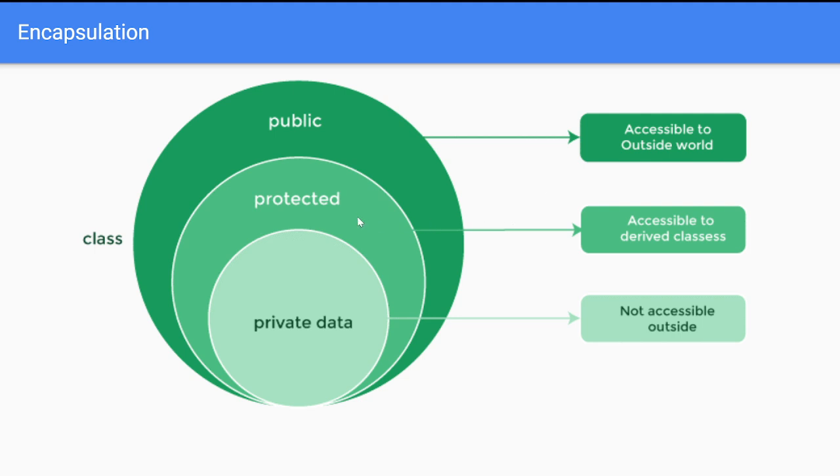Okay. A data type which is protected is accessible to derived classes only. So remember this. So for example, we derive a class, let's say class D, from this class, as we did in the date example in the previous example.